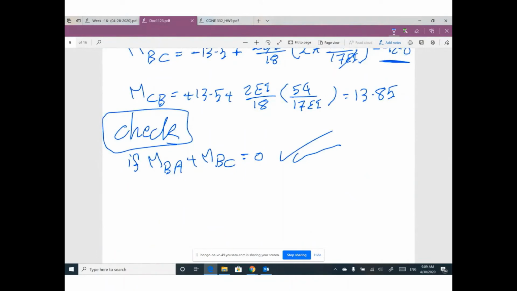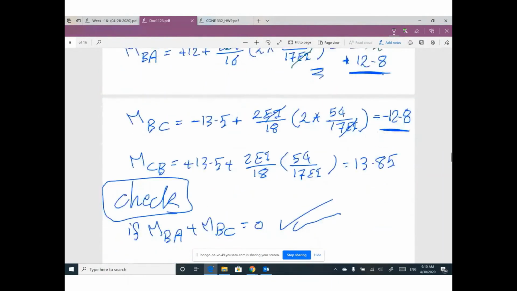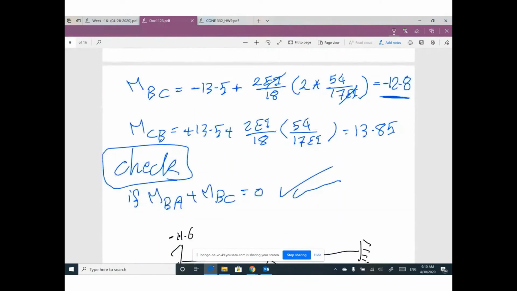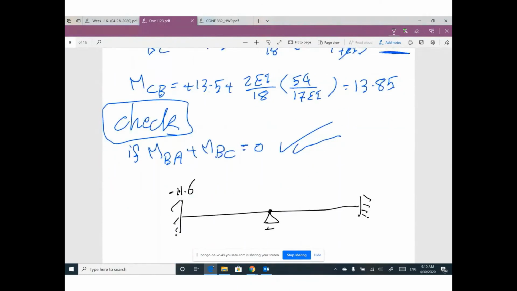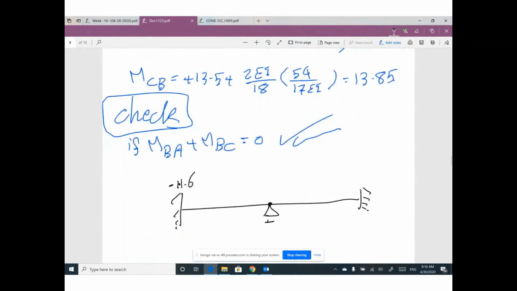We are good. So finally, your beam, which looks like this, value of moment here is negative 11.6. Value of moment here is positive, if you are talking about this side, positive 12.8, this side negative 12.8. For this moment, it's 13.85 positive.